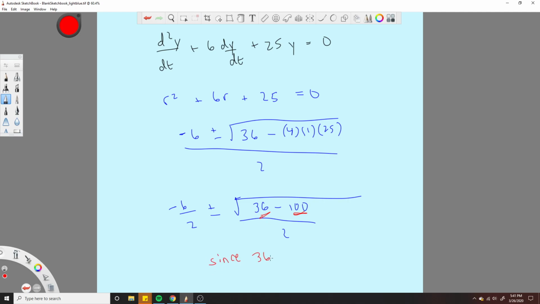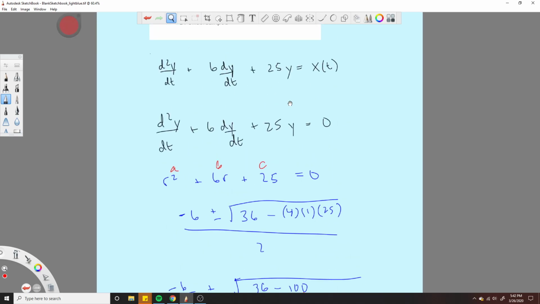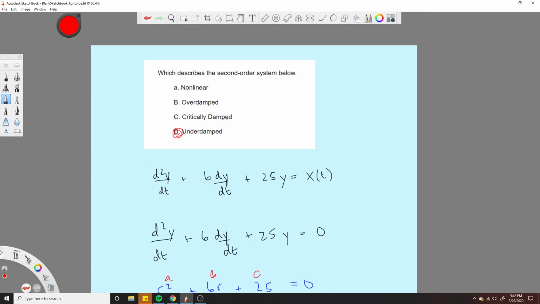So since 36, I believe this would be b squared. I think the book uses a squared. They call this the a term and this the b term. I just used the traditional ABC. But since b squared is less than 4ac, this is a b, by the way, it's not a 6, the system is underdamped. And that's your answer, boys and girls. Underdamped. Quick and easy problem if you know what to do.